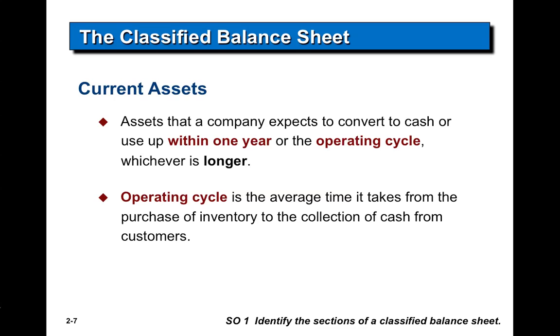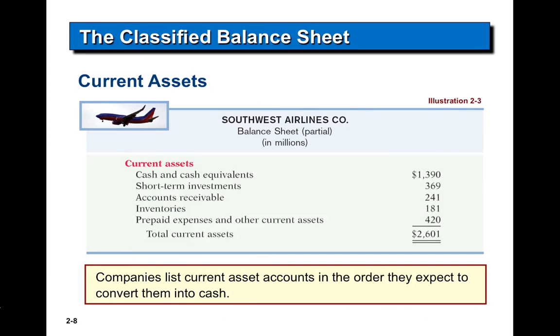Except where noted, we will assume that companies use 1 year to determine whether an asset or liability is current or long-term. Common types of current assets are cash, short-term investments, receivables, inventories, and prepaid expenses. Companies list current assets in the order in which they expect to convert them into cash.